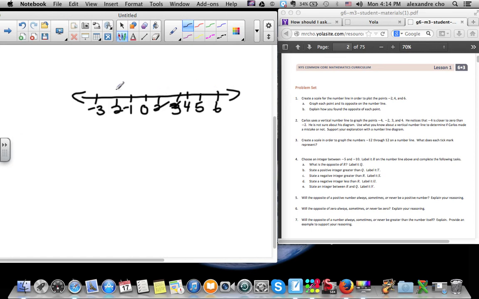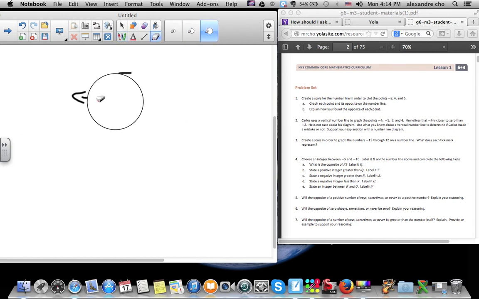Okay, so -2. The opposite of -2 is 2. Okay, how do I know these two are opposite each other? Because they're both two spaces away from 0. And no, they're not, because I forgot to write the 1. So let me try to do this again. Right, let's try it again.